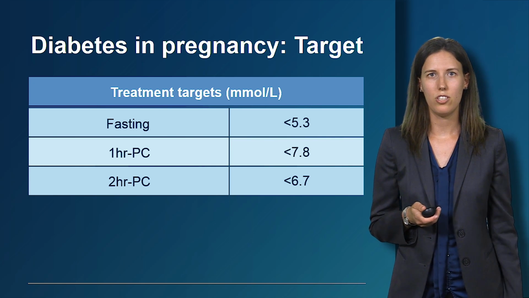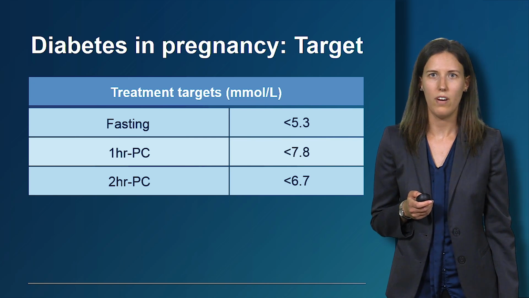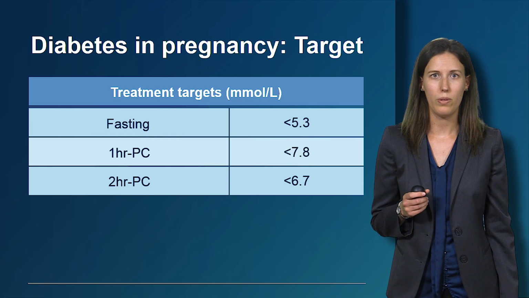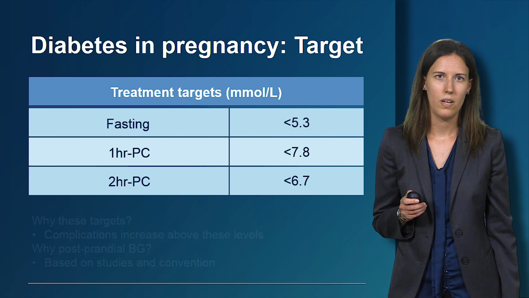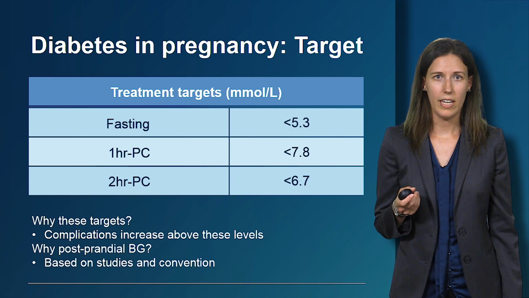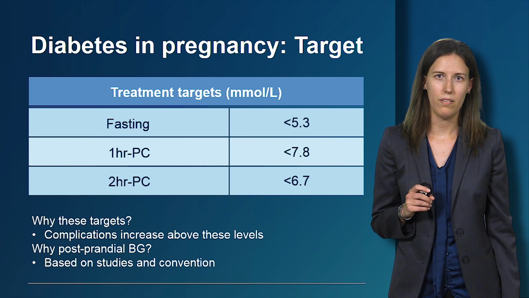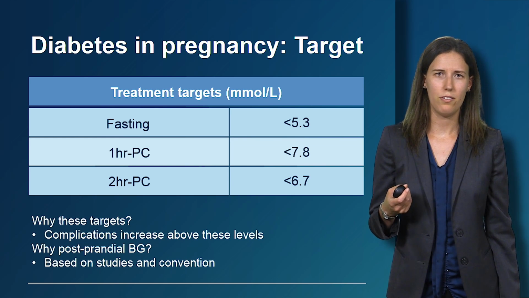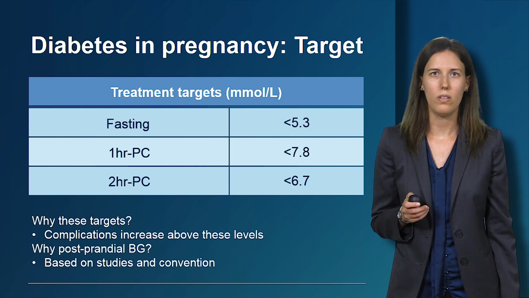The targets for blood sugars in diabetes in pregnancy include a fasting blood sugar less than 5.3, a 1 hour postprandial blood sugar less than 7.8, and a 2 hour postprandial blood sugar less than 6.7. Why do we use these targets? It's because we have evidence we know that the complications increase above these levels. And you may also be asking, why are we measuring postprandial blood sugars? It's based on the studies and the evidence that we have, as well as convention.